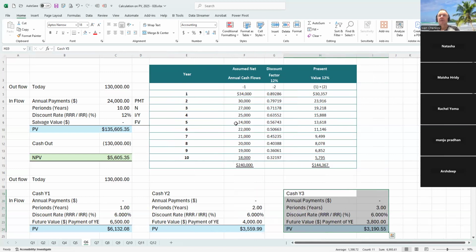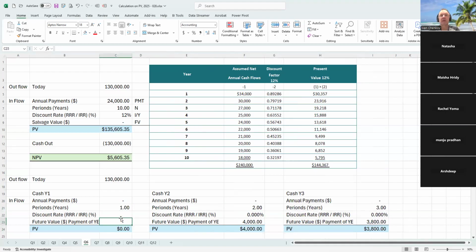So what I'm going to have is cash that's coming first, cash that's coming second year, and cash that's coming in third year. The first year, since I don't have annual payments, I'm not getting a constant amount year after year. I'm going to use the future value of the payment that I'm going to get at the end of the year.